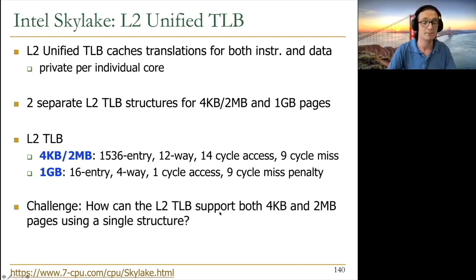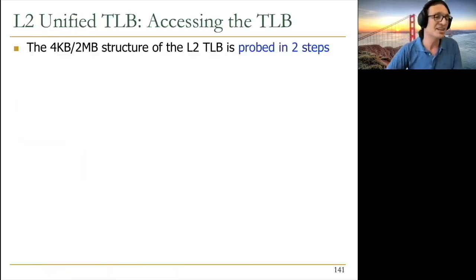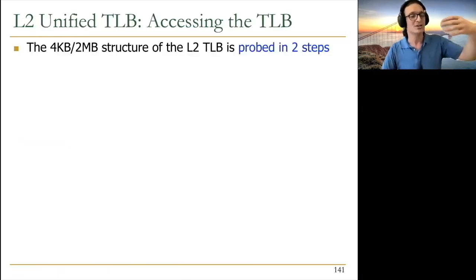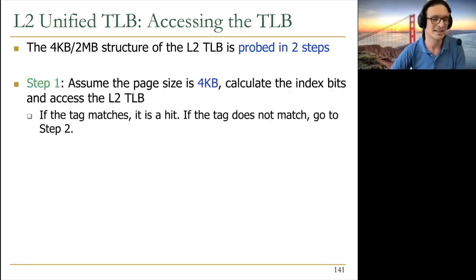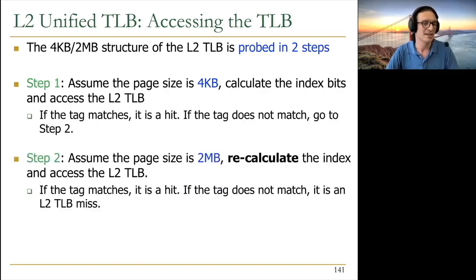Of course, the question is, how can you support both 4 kilobyte and 2 megabyte pages using a single structure? There's not enough detail on this, but you can imagine, we discussed this when we talked about associativity in time. You basically index the TLB once using a 4 kilobyte index. And then if you miss, you index the TLB again. That's the idea basically. There are 2 steps. In time, you index the TLB assuming different page sizes. If you hit in the first step, that's good, then it's a 4 kilobyte page. If you miss in the first step and hit in the second step, then it's a 2 megabyte page. If you miss in both, then you need to do the page table walk.